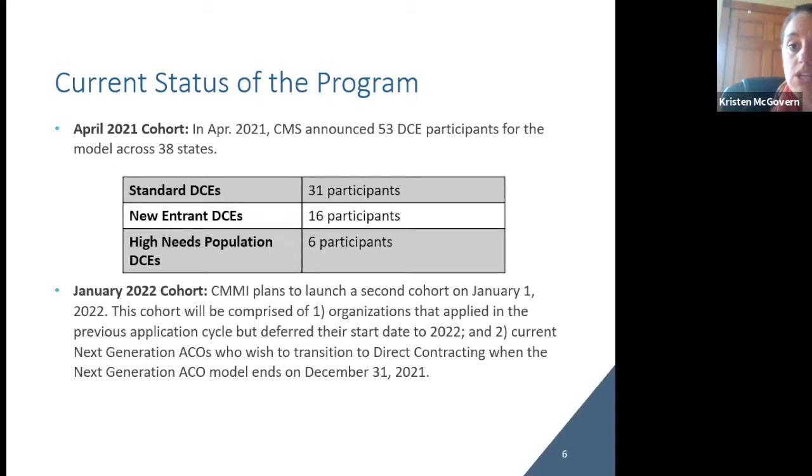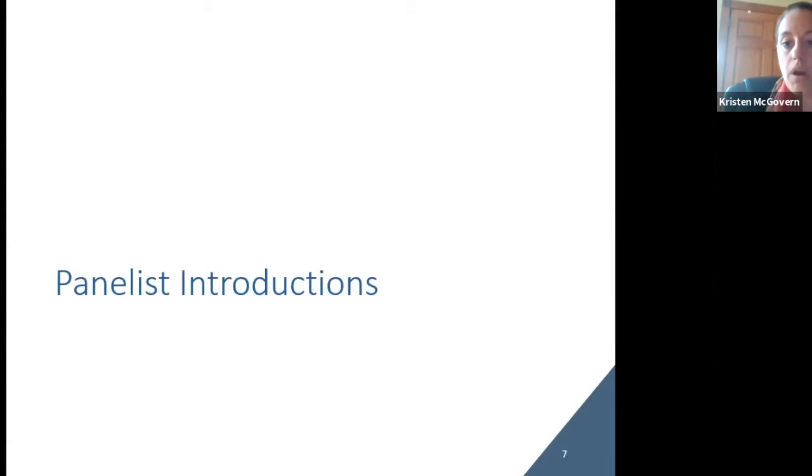This will be organizations who maybe applied for the April start date, but didn't end up starting in April for one reason or another, and all the next generation CEOs who may be choosing to go into direct contracting when their program ends at the end of the year. So that's the level set here on what we are and what we are not talking about when we're talking about the direct contracting model that's currently being tested today.